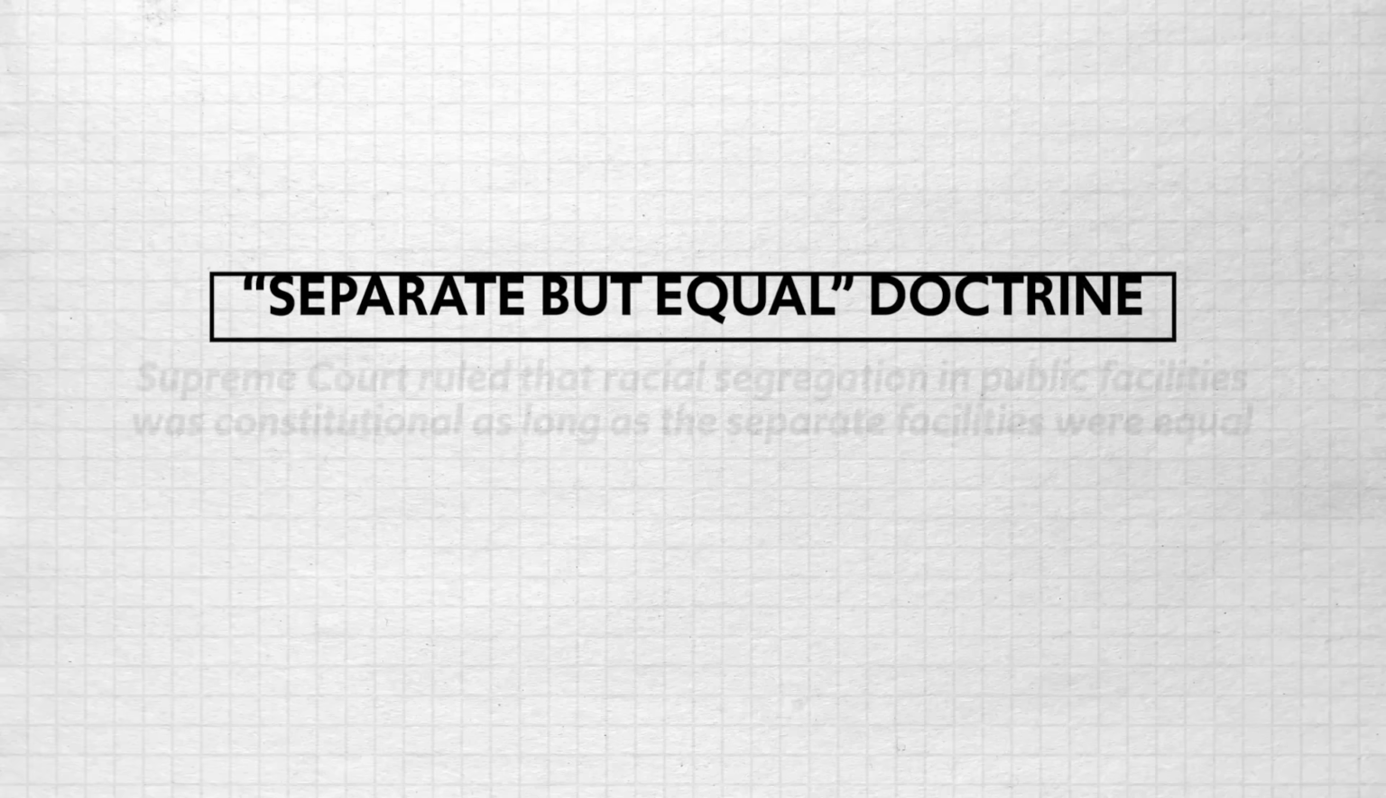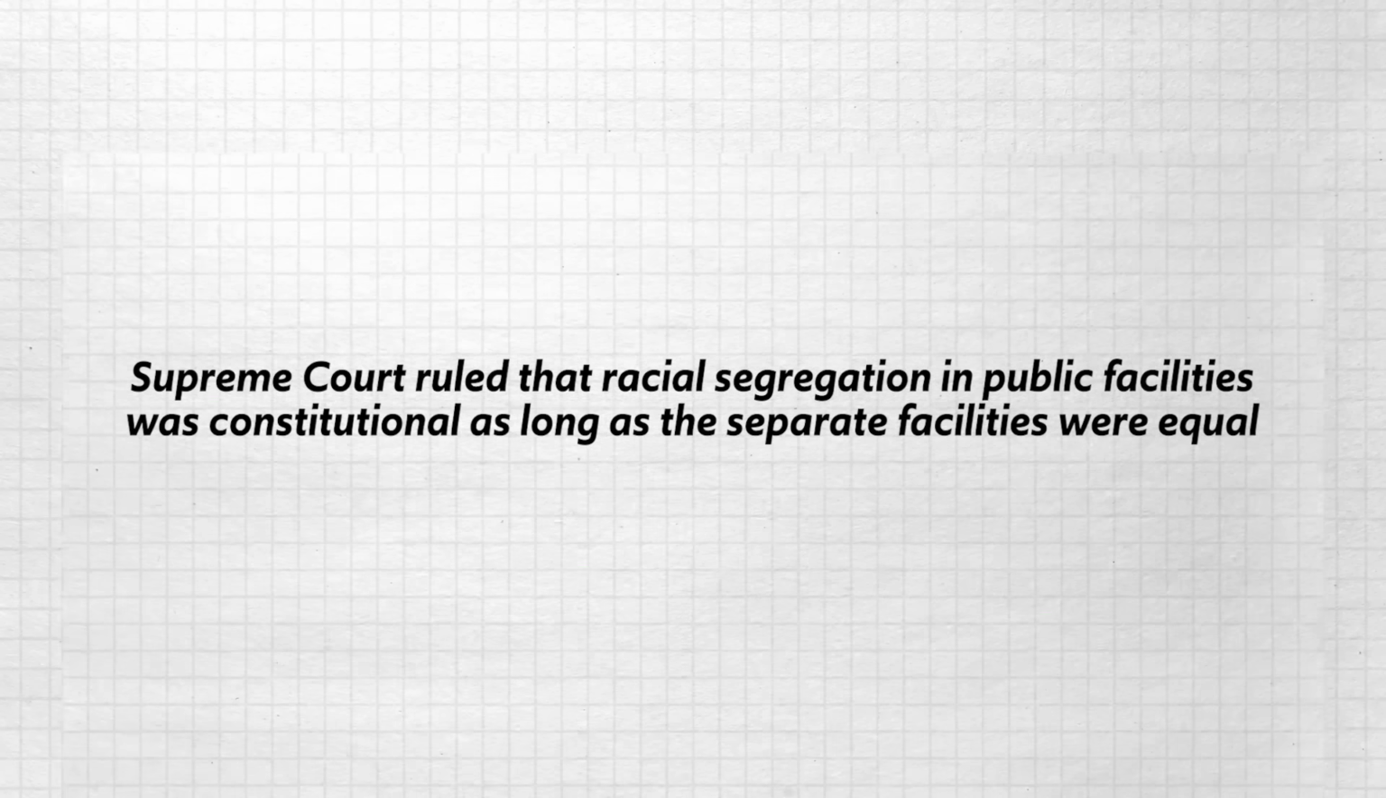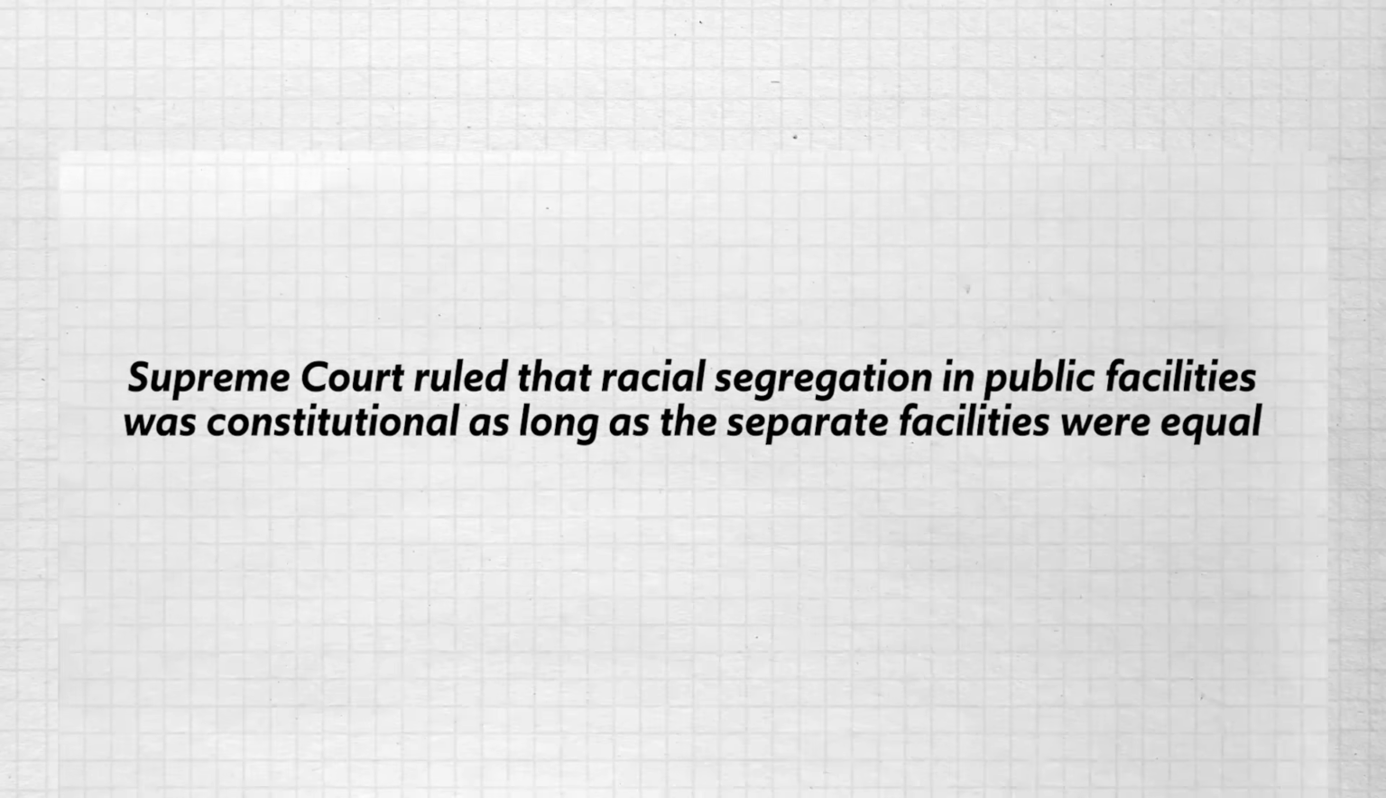What that meant is that the court ruled that racial segregation in public facilities was indeed constitutional as long as the separate facilities were equal. So the case that we're considering, Brown v. the Board of Education, came about because a black family tried to get their daughter enrolled in a white school that was close to their house, but they were denied admission and thus were required to bus their daughter to a much more distant black school.